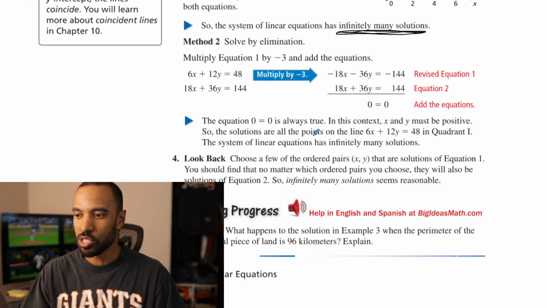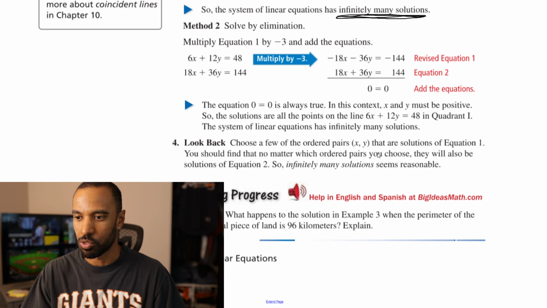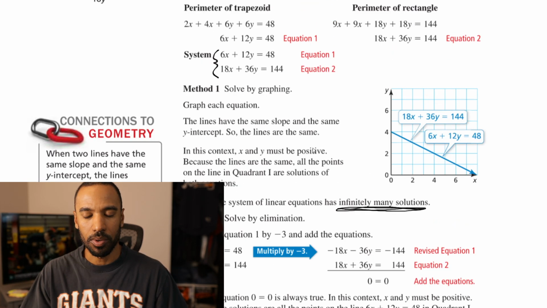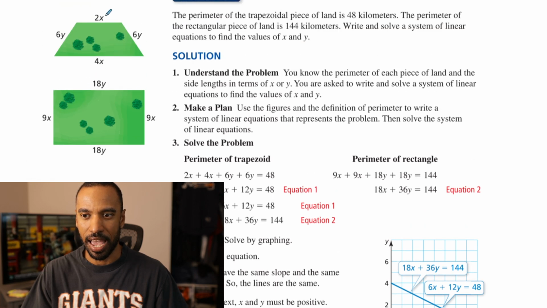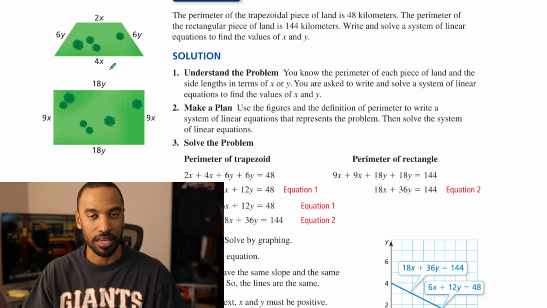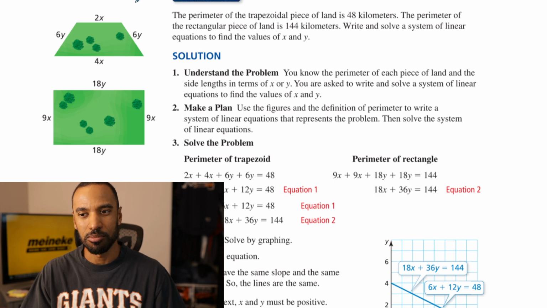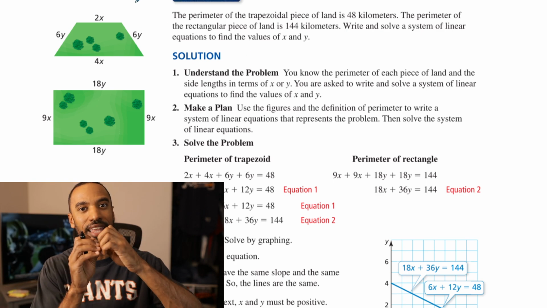Now, it says the solutions are all the points on the line in quadrant 1. So it has infinitely many solutions. That was just their answer, but you want to do quadrant 1 only. The reason for that is because we can't plug in an x value or y value of 0 or negative, because that would lead to 0 or negative lengths, and you can't have those. Only positive lengths. They said write and solve a system, so it is infinitely many solutions on that line.